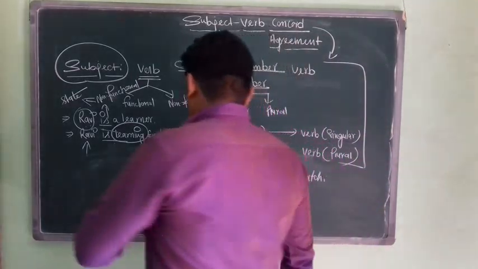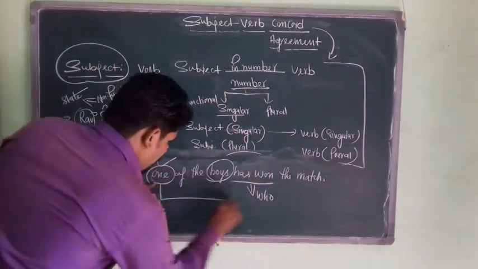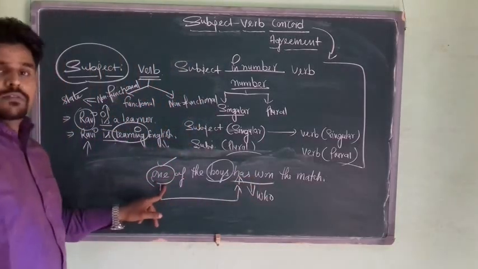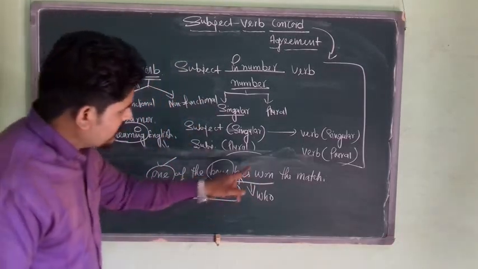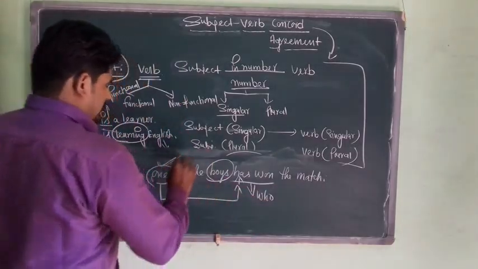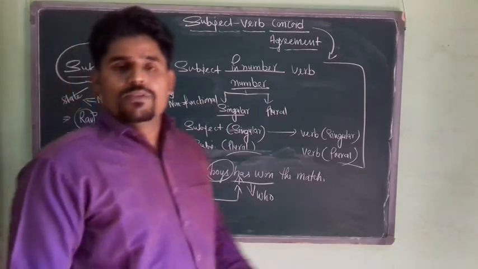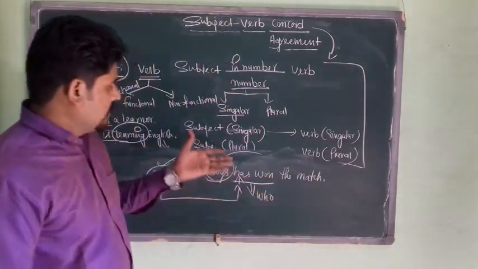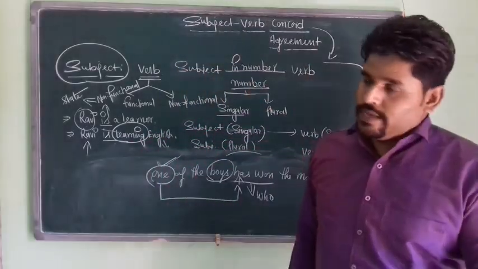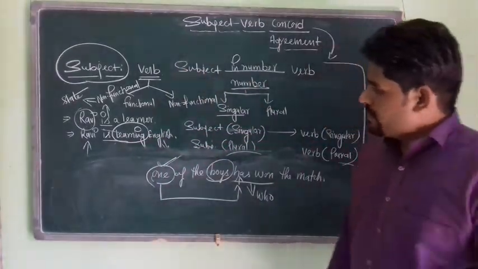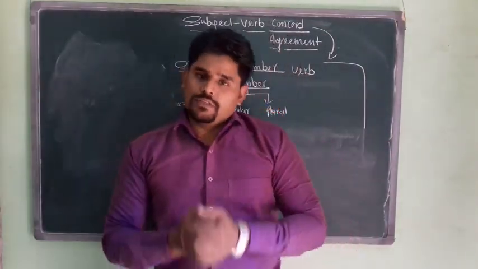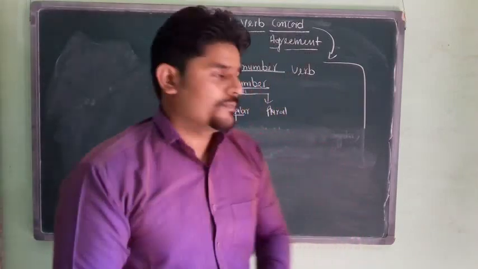Since the actual subject is one, this is in singular number. That is why we have used a singular helping verb with one. One of the boys has won the match, because we are talking about only one boy, not many. So students, with the help of this rule that I have just told you, there are two ways. Using these two ways, you can find out the subject of the sentence.